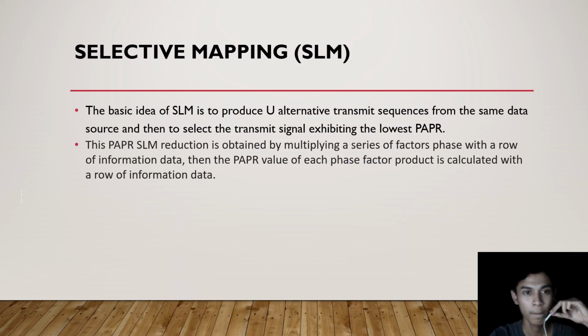Okay. Now the technique I choose is selective mapping, or SLM. The basic idea of SLM is to produce U alternative transmit sequences from the same data source and then to select the transmit signal exhibiting the lowest PAPR. This PAPR reduction in SLM is obtained by multiplying a series of phase factors with a row of information data, then the PAPR value of each phase factor product is calculated with a row of information data.